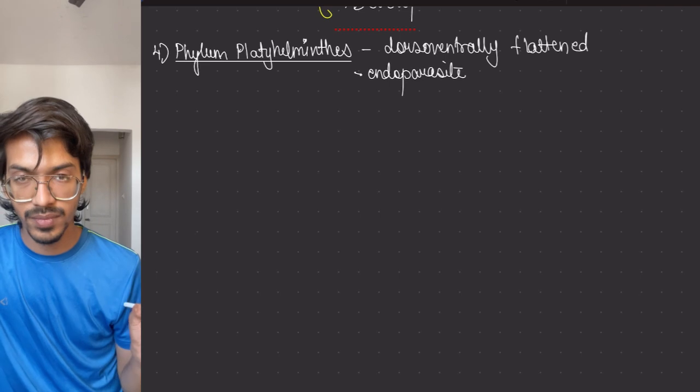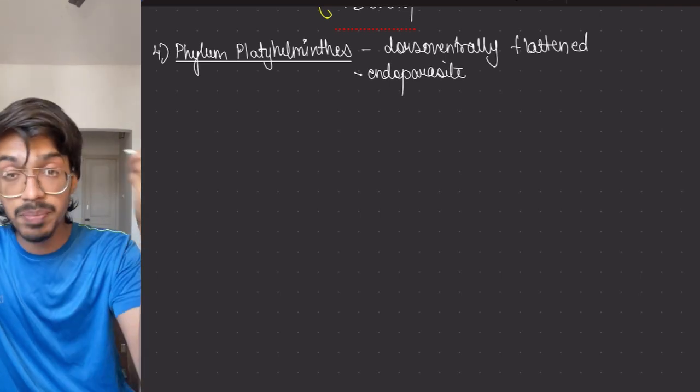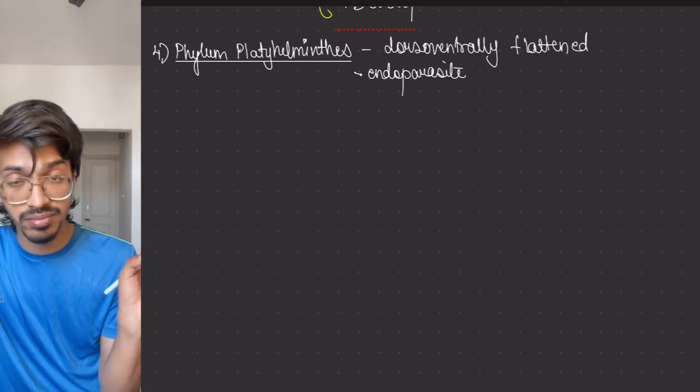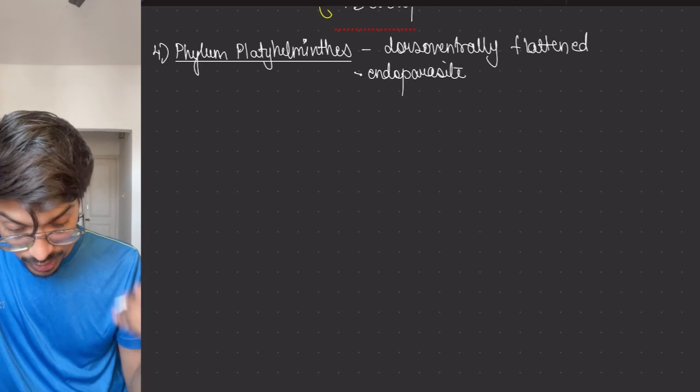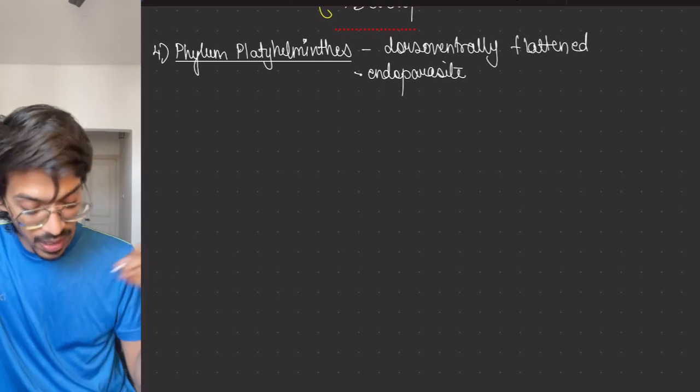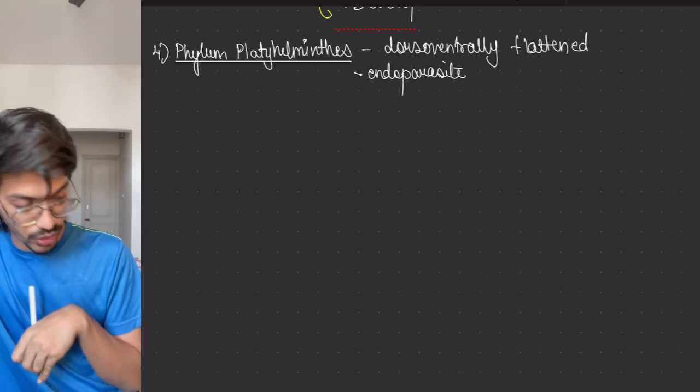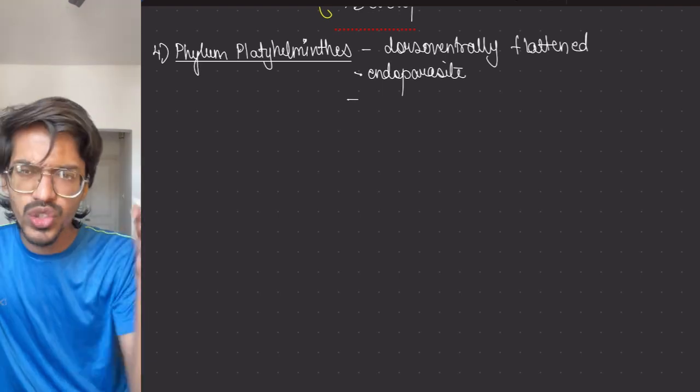Liver fluke. That is planaria. Planaria is the free living form, not the liver fluke. Liver fluke is an endoparasite on the liver of humans. A lot of them are present in humans also. Okay, the next thing is basic features.